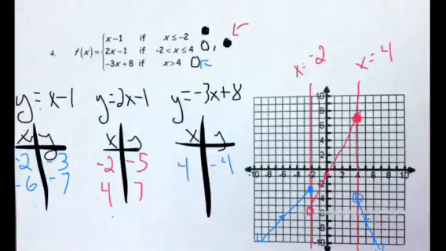And if it makes you feel better, you can plug in more points. I could plug in anything to the right of that line, like 5, 6, 7, 8, 9, 10. But that is all there is to graphing this. Don't let the fact that there are 3 equations trip you up. It's using all the same rules that we've been using.